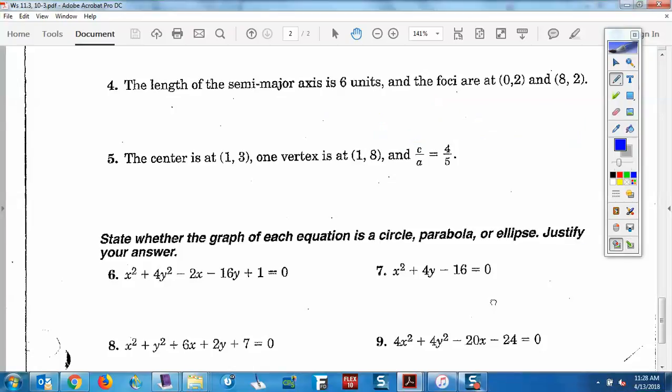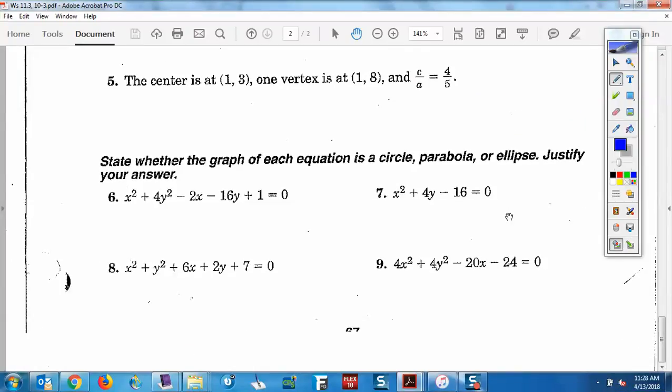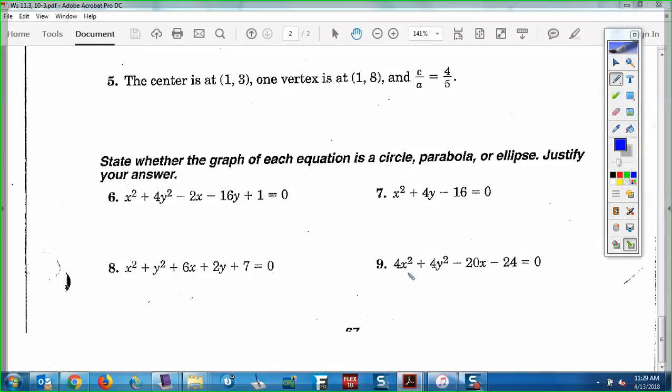What'd you get for number 9? Circle, right? Remember, that sometimes can be confusing. Anytime you have an x squared, and these are your only choices, circle, parabola, or ellipse. Circle and ellipse are related, and I do want you, because it seems like somebody on the quiz or one of the worksheets put circle/ellipse, to give the most specific name you can.